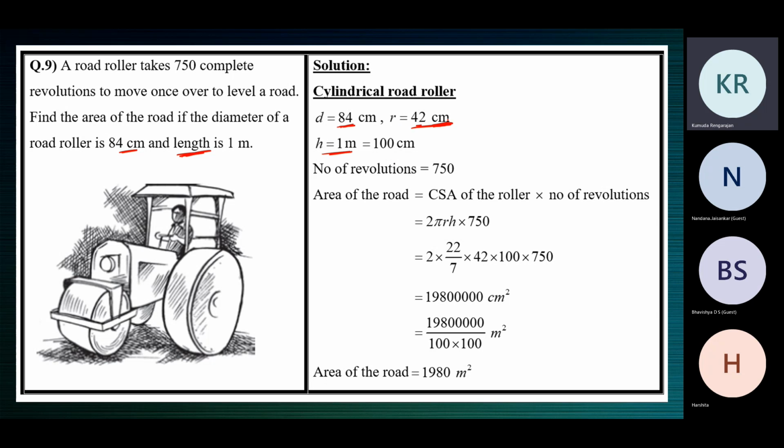But while substituting, you cannot substitute radius in centimeter and height in meters. You will have to substitute all the values in the formula in the same unit. So we convert meter to centimeter. 1 meter is 100 centimeter. And so we substitute radius in centimeter, 42 centimeter, and height also in centimeter, 100 centimeter. So the answer you get will be in centimeter square area, and convert that to meter square.